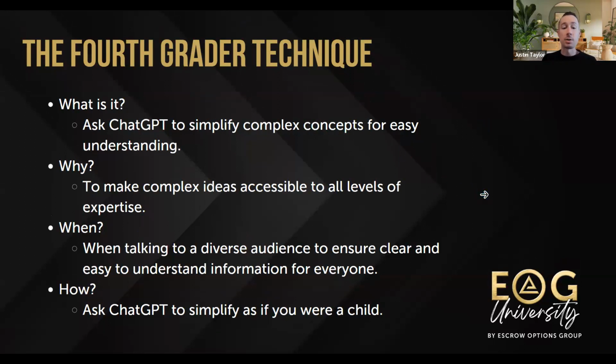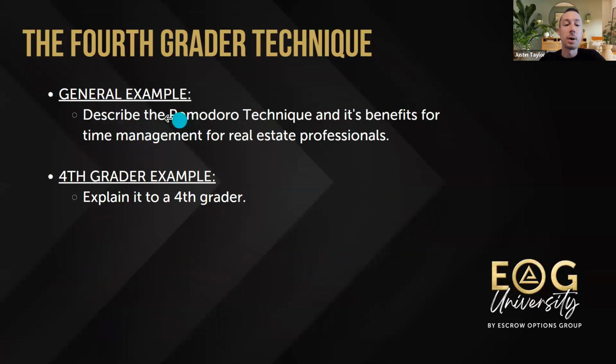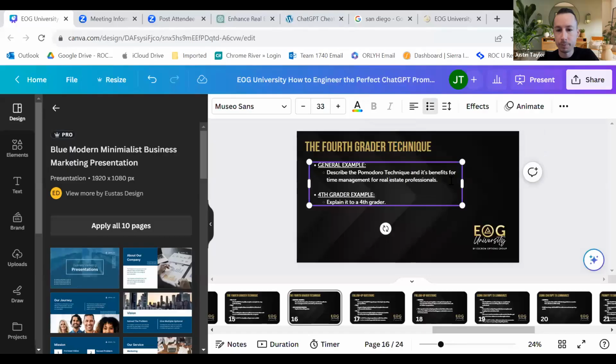So when talking to a diverse audience, to ensure clear and easy to understand information for everyone, how? We're just going to ask ChatGPT to simplify as if you were a child. For instance, if you haven't heard of the Pomodoro technique, it is a time management technique that is super awesome. I wanted to throw this in there, but describe the Pomodoro technique and its benefits for time management for real estate professionals. If I go in here, I copy this.